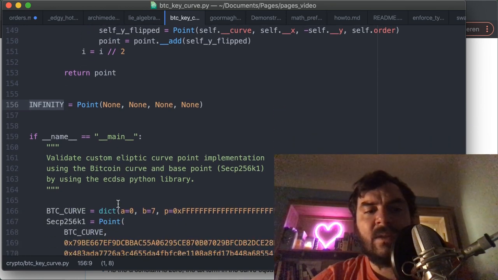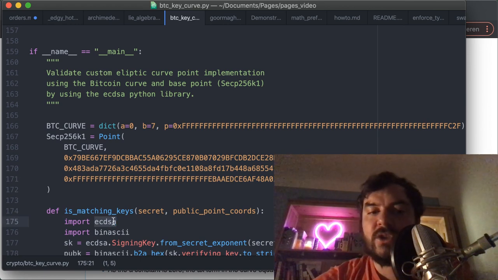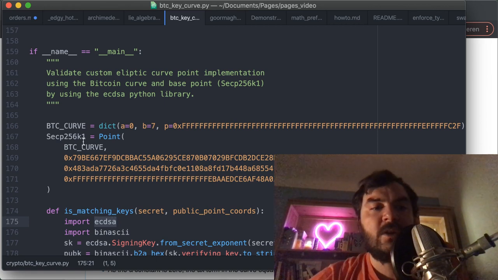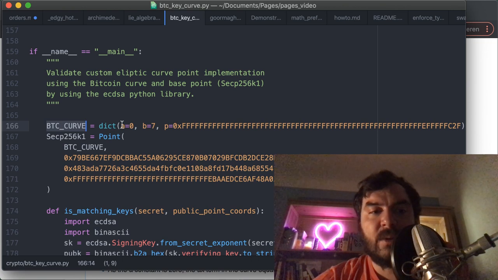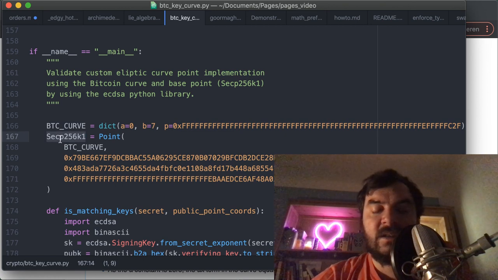And now to validate this class, I have written this small check where I check it against the ECDSA library. This is the elliptic curve digital signature algorithm library that I also used in the previous video. So what happens here? Well, first I define the Bitcoin curve. This is just the dictionary with 0, 7, and this huge P, as we saw on the wiki page. I then define this Koblitz curve, also specified in the wiki.